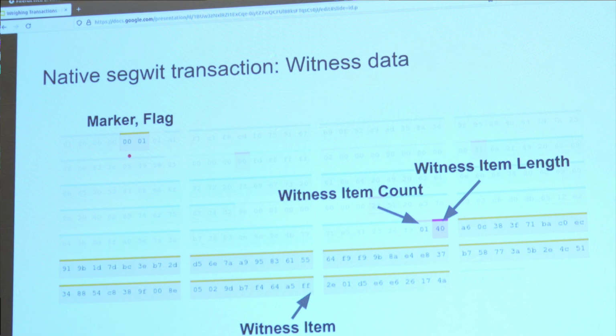All right. So I talked a little bit about marker and flag, which indicate A, this is a Segwit transaction, and B, this transaction has a witness section. Now, why don't we have a count of witness stacks?